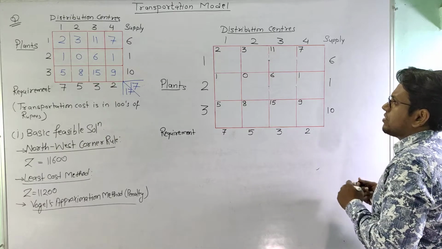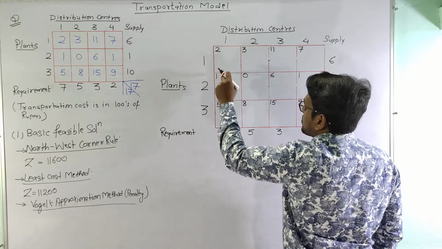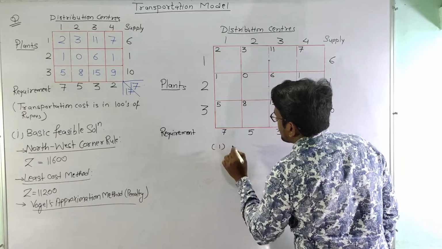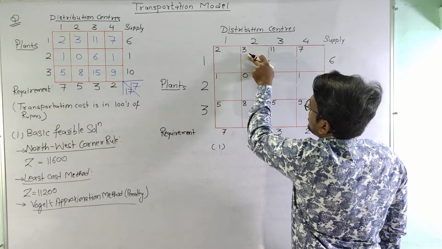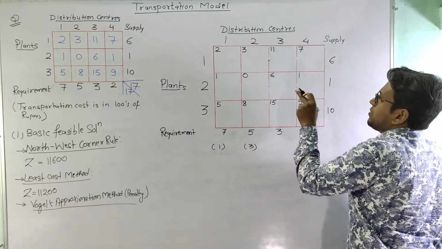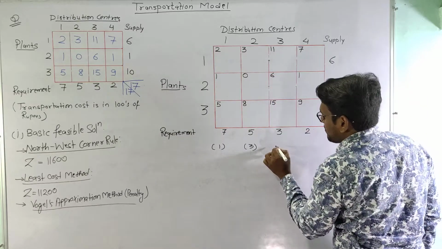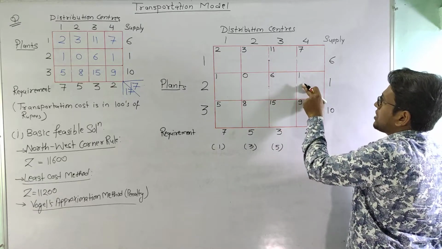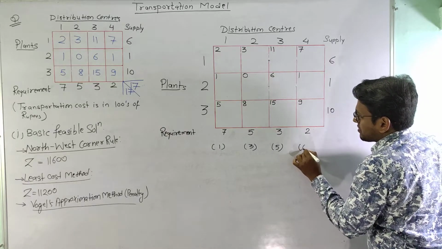In this column we have the least value as 1 and the second least value as 2. So the difference is 2 minus 1, which is 1. Similarly, we have 0 as the least value and the second least is 3, so 3 minus 0 is 3. Here the lowest value is 6 and the second lowest is 11, so the penalty is 5. Here the least value is 1 and the second least is 7, so the penalty is 7 minus 1, which is 6.